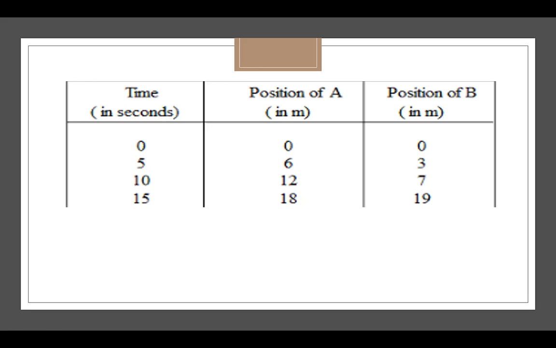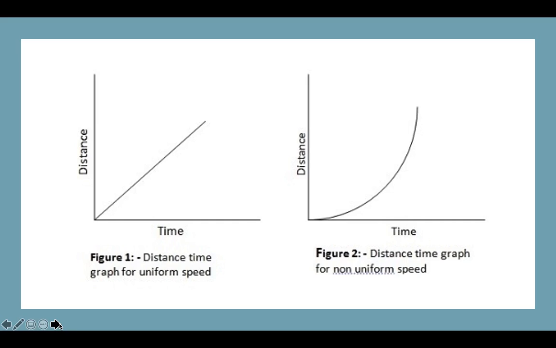Right? Now, let's understand how to draw graphs, how to represent uniform motion and non-uniform motion graphically. This is how we represent uniform motion and non-uniform motion graphically. Distance time graph. A straight line represents uniform motion, whereas a curve represents non-uniform motion.